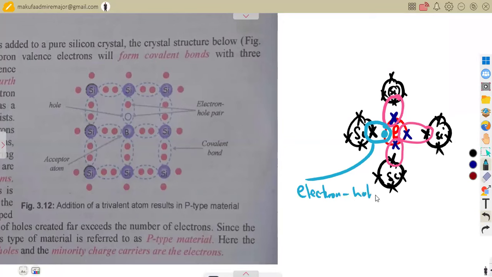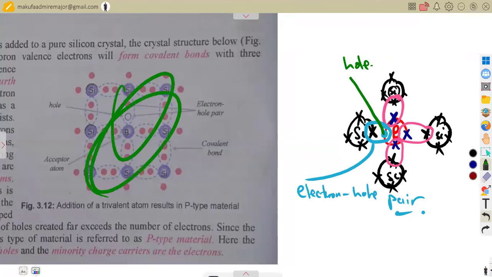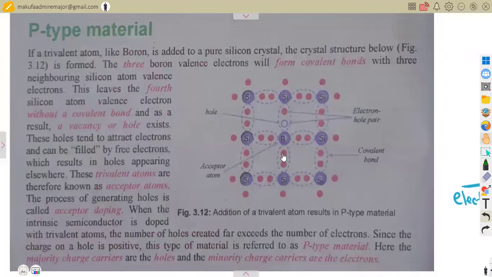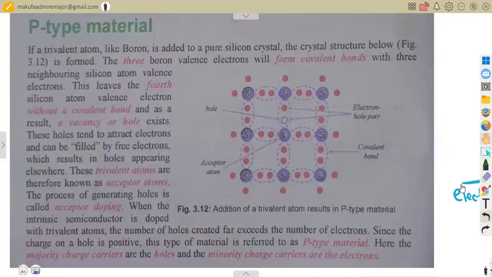Electron hole pair. That is the idea. So with boron being the hole, we are short of electrons. So that's a hole. This is the indication that we are having on this part. For you to have a P material, it is because you are using what? You are working with a trivalent. Addition of a trivalent atom results in a P type, the one that has 3 valence electrons, e.g. boron.